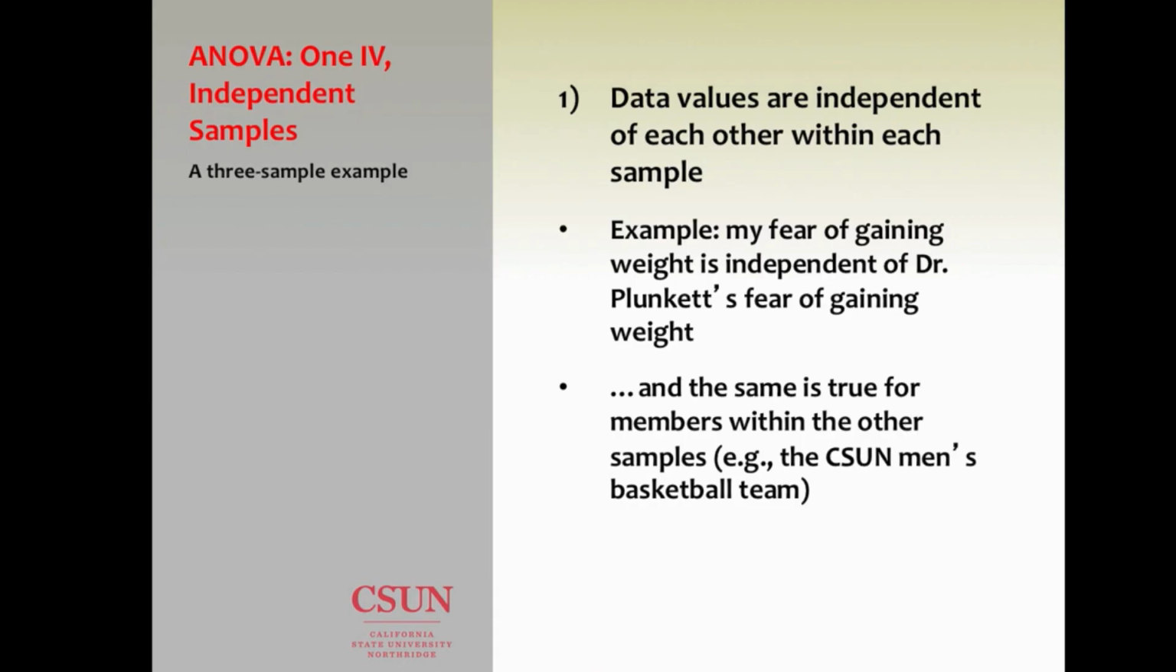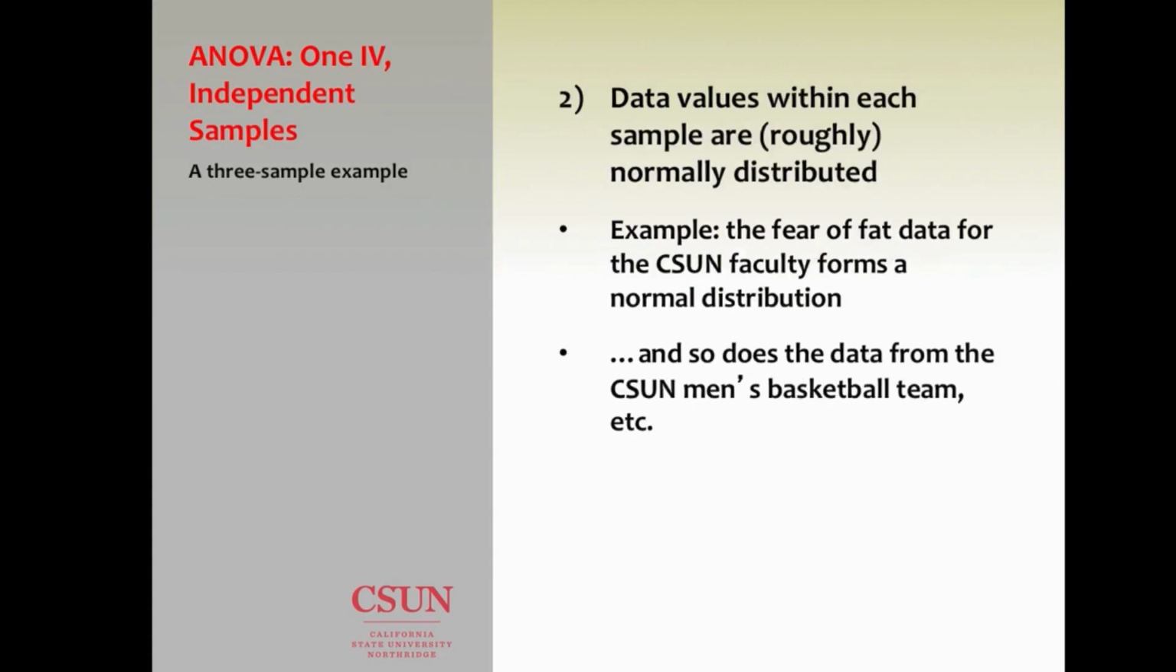Actually, this isn't a real study that we did, so we don't actually know what happened. But the second one is that the data values within each sample are also roughly normally distributed. So what this means is you can't have too many people piled up at one end of a distribution.